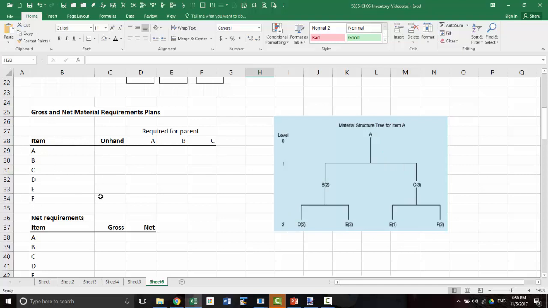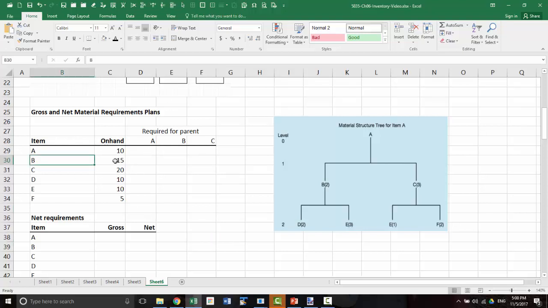First thing, let's assume that there are A through F items. There are some on-hand availabilities. These are the on-hand inventories for all of these items. Now you have to translate the bill of materials into a table here. How many units of each of these items is required for the parent item? A is the ultimate parent, so you don't need A for anything else.